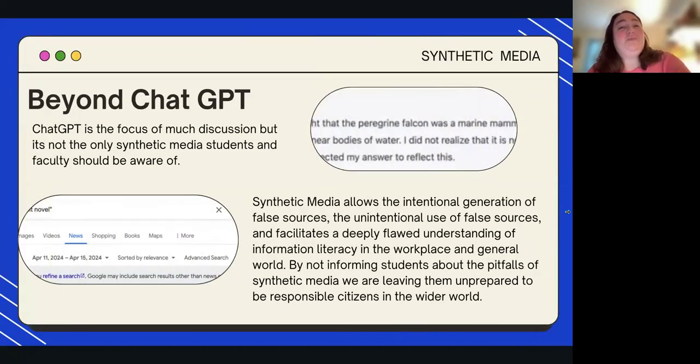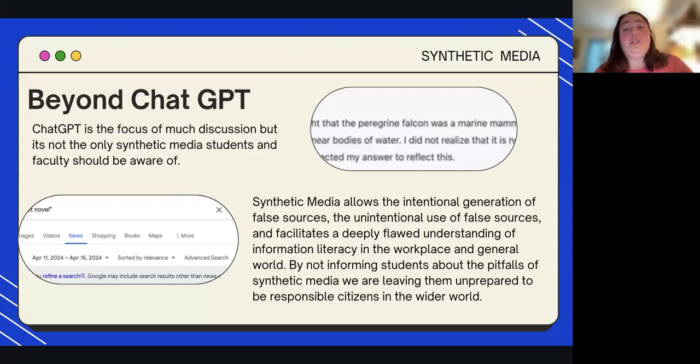Beyond ChatGPT, we talk a lot about it, but the main thing I would say about ChatGPT as synthetic media is it allows for the intentional generation of false sources. If you feed ChatGPT enough information in one direction, I'm just going to use the political spectrum as an example, all of its responses will start leaning in that particular direction.